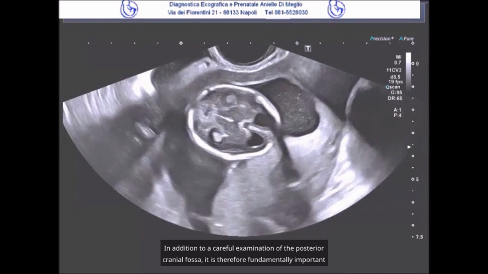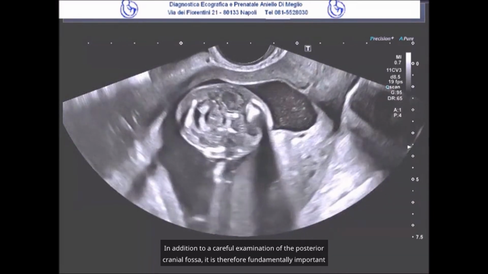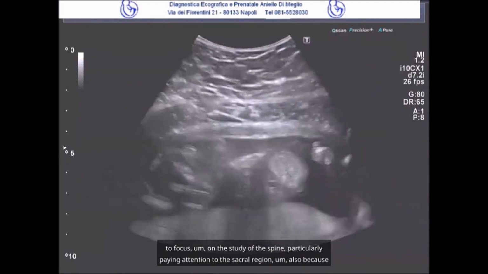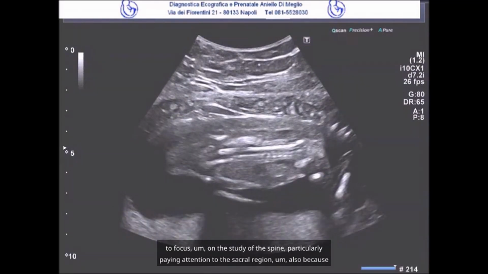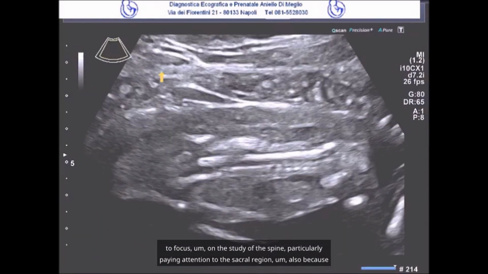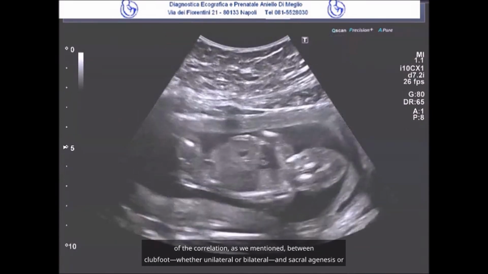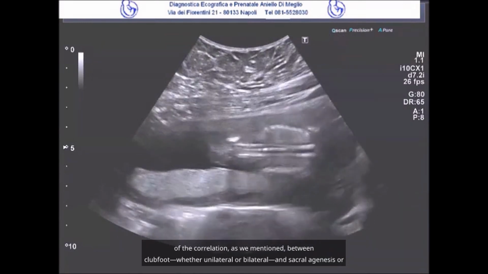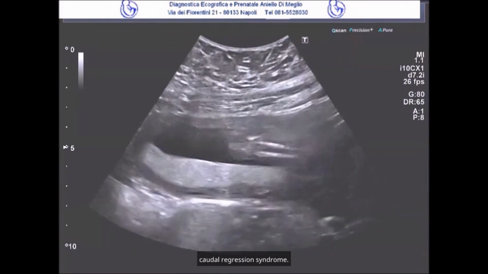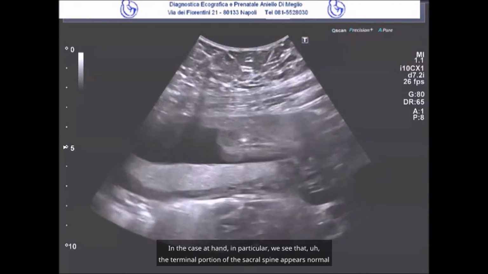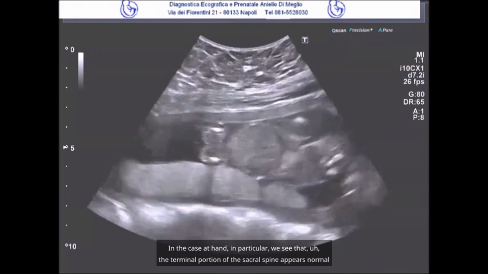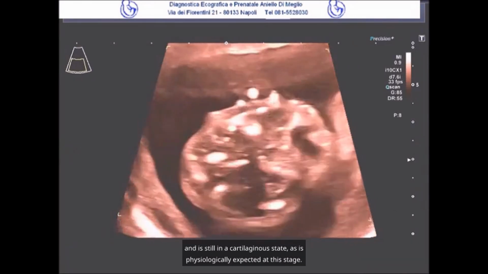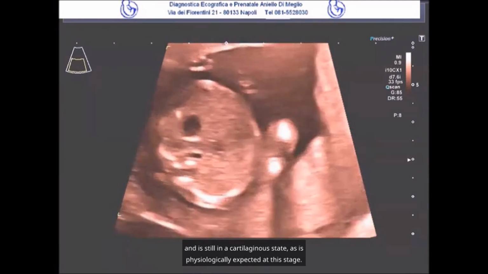In addition to a careful examination of the posterior cranial fossa, it is therefore fundamentally important to focus on the study of the spine, particularly paying attention to the sacral region, also because of the correlation, as we mentioned, between clubfoot, whether unilateral or bilateral, and sacral agenesis or caudal regression syndrome. In the case at hand in particular, we see that the terminal portion of the sacral spine appears normal and is still in a cartilaginous state, as is physiologically expected at this stage.